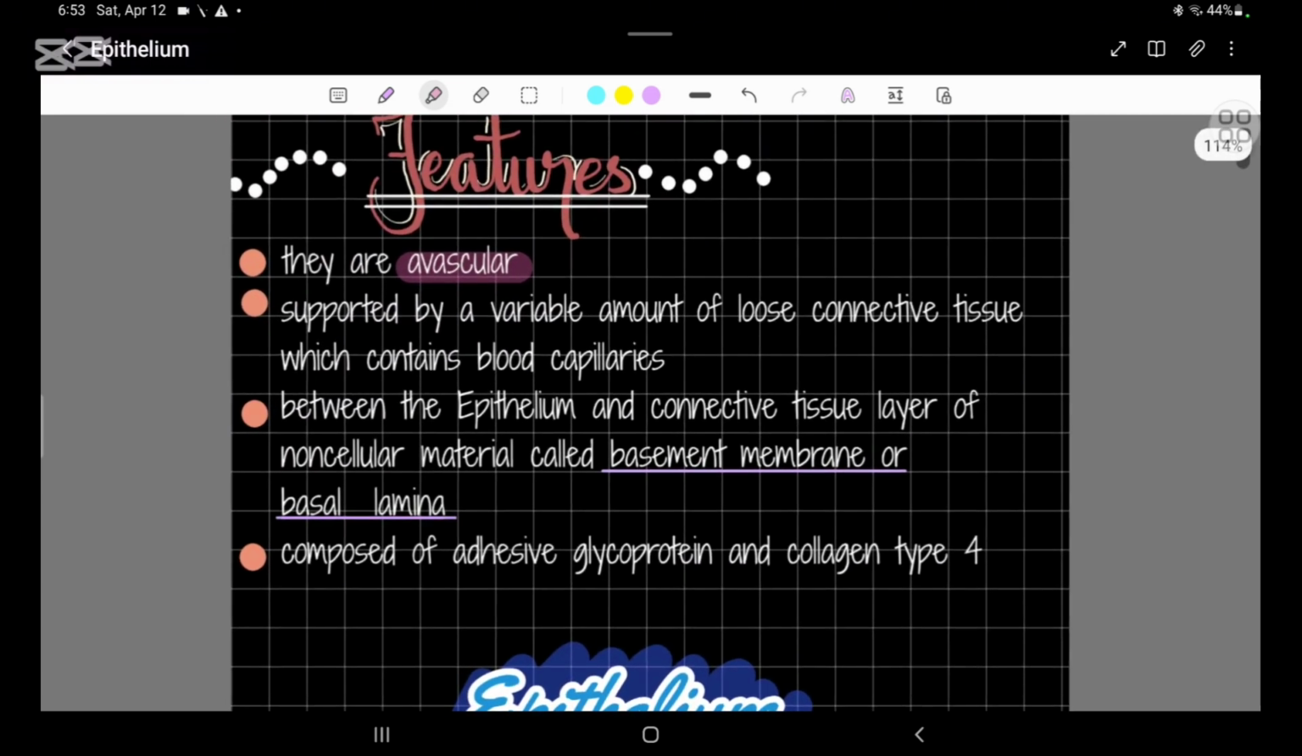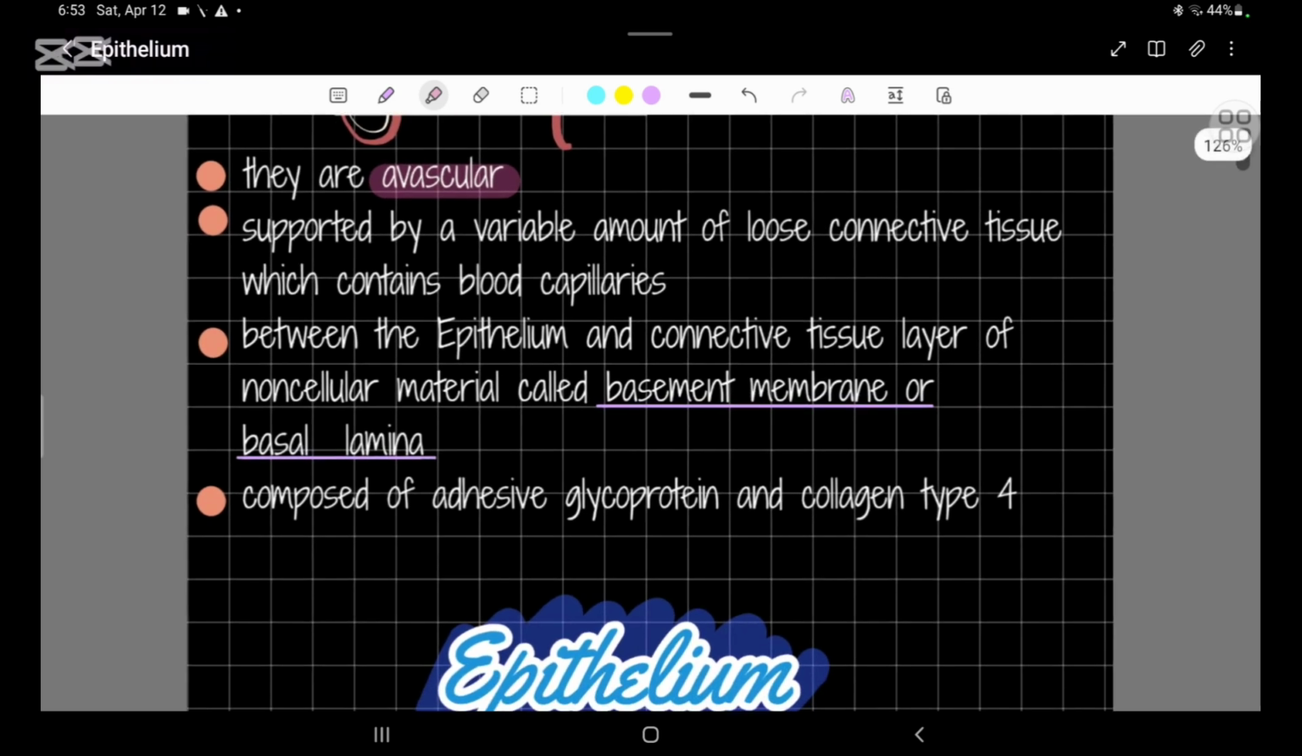Then we'll come to the features. What are the features? They are avascular. We have discussed already that they do not have blood supply. Then the question comes up, why are they categorized as tissues? Why are they not categorized as dead cells? Because they get nutrients from the connective tissue. We have discussed this already.